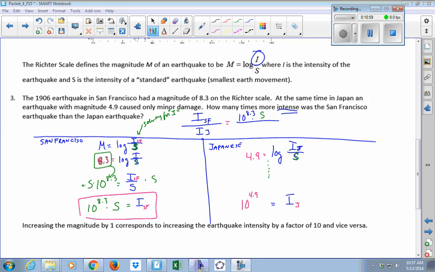Right, times S. Okay, so now we're going to put that right up here in this division problem, just like we did for the intensity of the San Francisco earthquake. So we have 10 to the 4.9 times S. So now we do this division, and if you notice, S over S is just a nice 1. And so our answer is 10 to the 8.3 divided by 10 to the 4.9. And how do I do that division problem if I don't have a calculator?